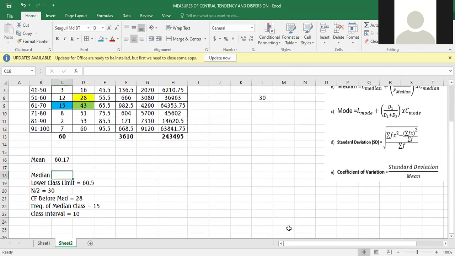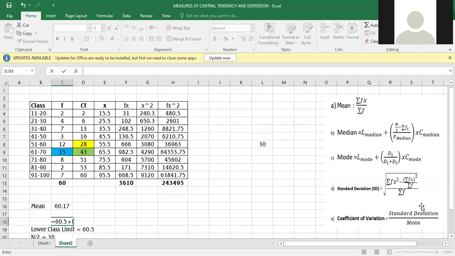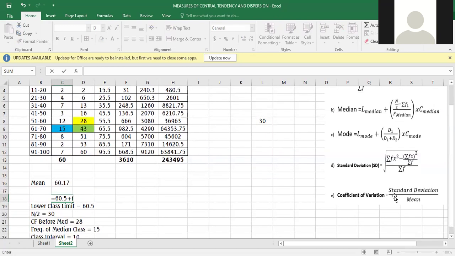So let's move. I'll pick my lower class limit. This is 60.5 plus, close the bracket. So n divided by 2 is 30, 30 minus the cumulative frequency before, which is 28. I'll put 28 there. Close the bracket. And once I close the bracket, I will divide by the frequency of the median class, which is 15. Close all of the brackets so that I don't commit a BODMAS rule error.